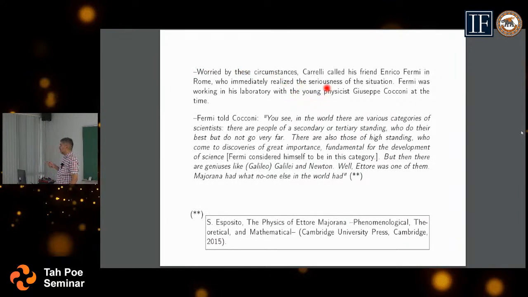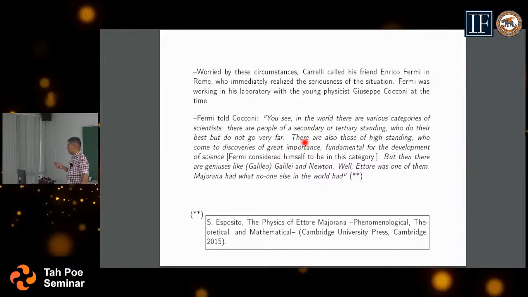Surprised by this circumstance, Carrelli called Enrico Fermi, probably the most important physicist born in Italy, in Rome, who immediately realized the problem. Fermi, at that moment, was working in his laboratory with Giuseppe Cocconi. Fermi told Cocconi, and this paragraph is incredible. It's one of the things where you can feel the importance of Majorana.